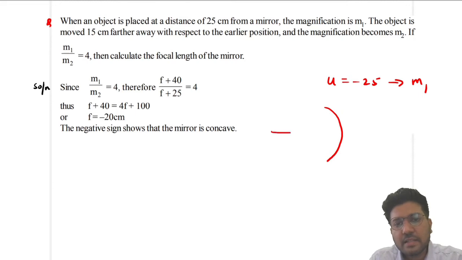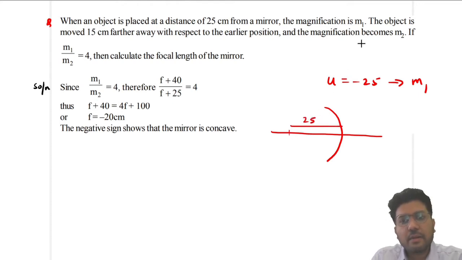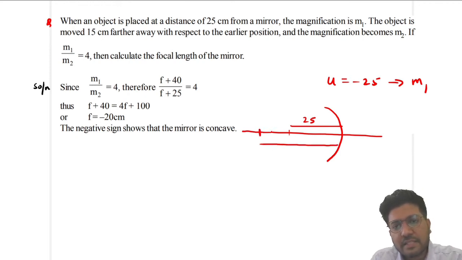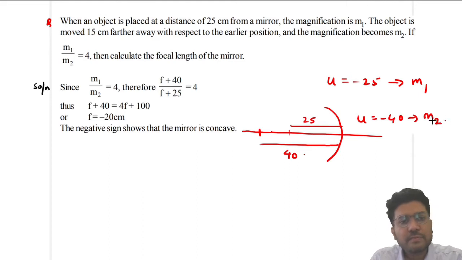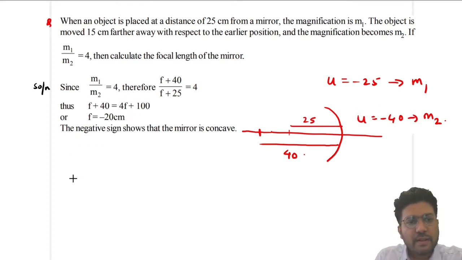So see, this is the initial position of the object, that is 25 centimeter. Now the object is moved 15 centimeter further away, so this distance is how much? 25 plus 15, that is 40. So when U is minus 40, the magnification becomes M2. It is given that M1 by M2 is 4. Then calculate the focal length of the mirror.